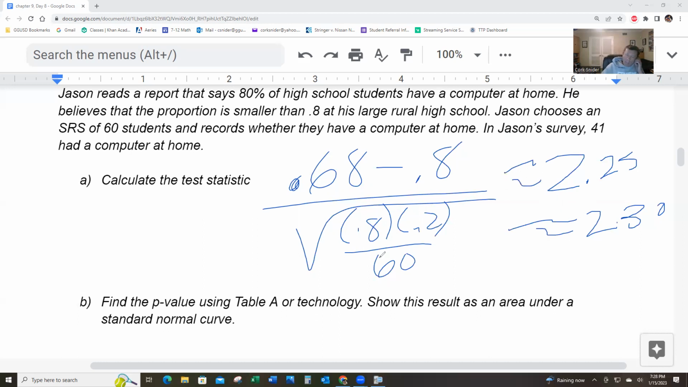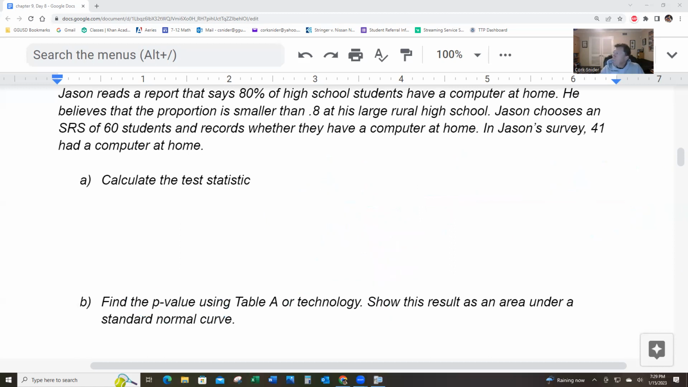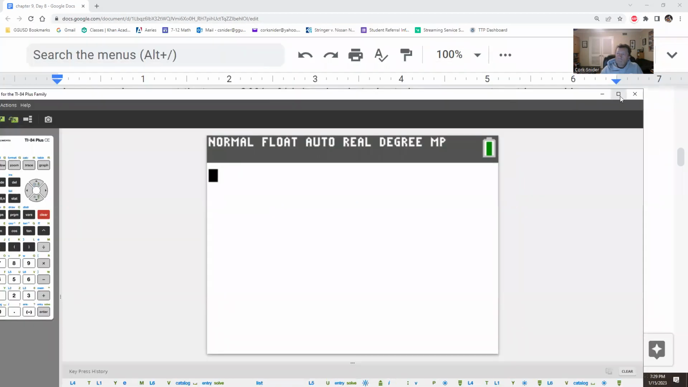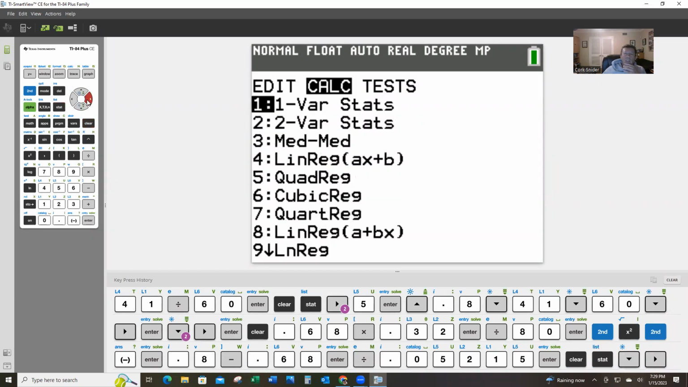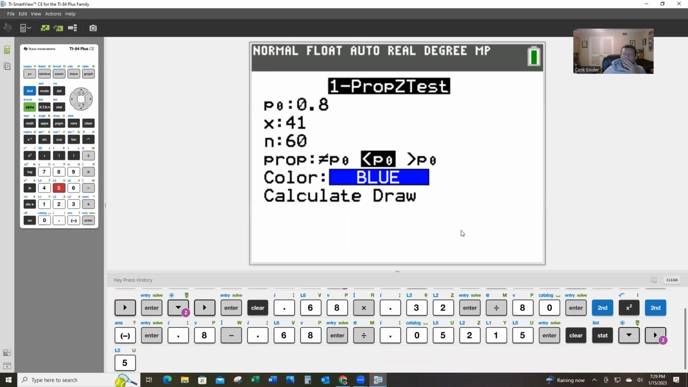Because we're going to use technology to find the p-value. This is how we're going to do this. So let's go ahead and jump into the technology piece. You're very unlikely to do this by hand anyways. Let me bring the calculator in here. We're going to go stat tests, one prop z test, number 5. Got it set up.